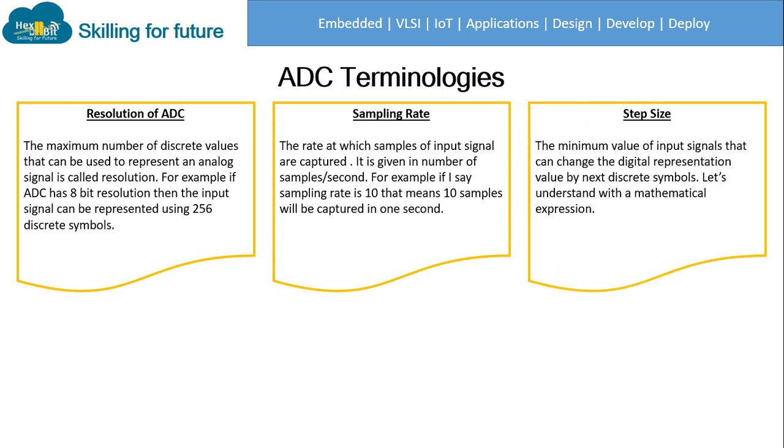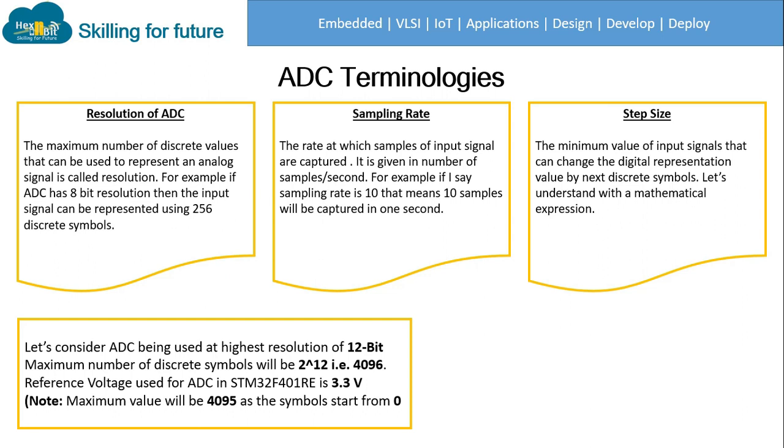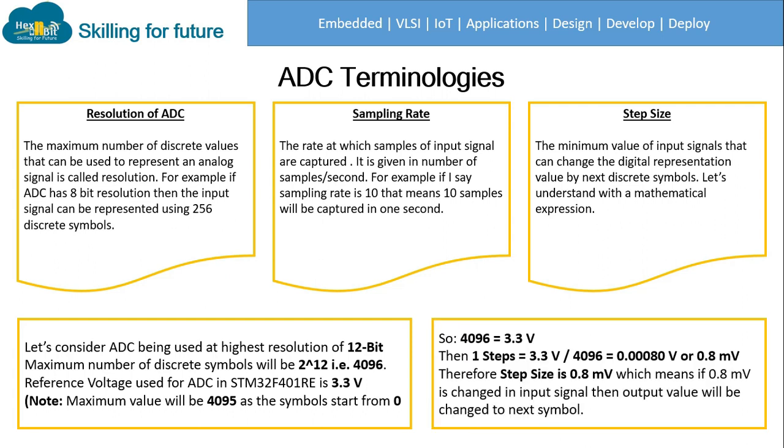Next is step size. Step size is the minimum value of input signal that can change the digital representation value to the next discrete symbol. Let's understand this with a mathematical expression. Let's consider ADC being used at the highest resolution of 12-bit. So the maximum number of discrete symbols will be 2 to the power 12, that is 4096. Now the reference voltage used for ADC in STM32F4 is 3.3 volt. We need to note that the maximum value will be 4095 as the symbols start from 0, although there are 4096 symbols if we count from 0 to 4095. So 4096 discrete symbols will correspond to 3.3 volt.